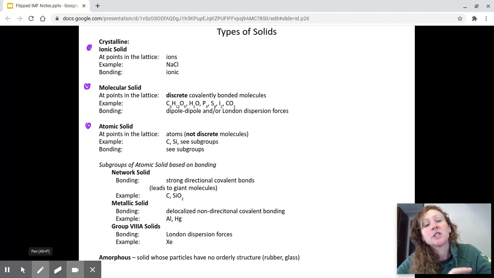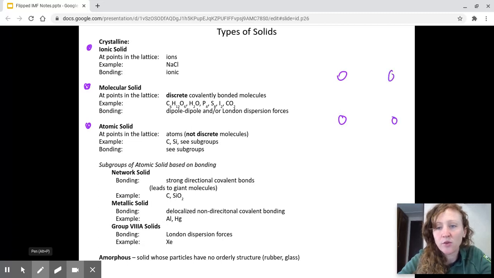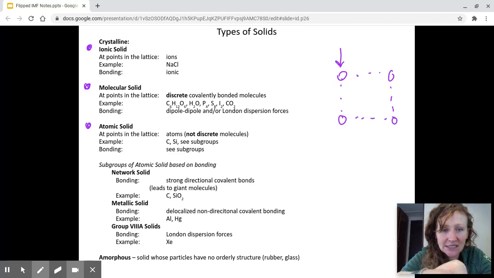And the difference between these solids is what is at the point in the lattice. Remember that anytime a solid is formed, it's formed in terms of a lattice, right? And that lattice can get super complicated, but the question of what type of solid forms is going to be what is at the point in the lattice. So for an ionic solid, the thing that's at the point in the lattice is an ion. An example of that would be sodium chloride.